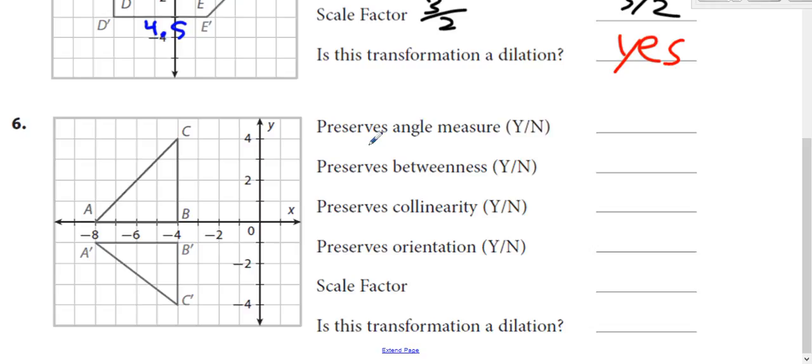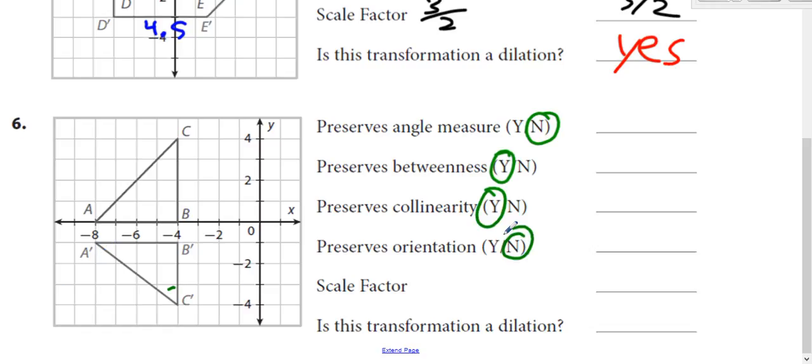Does it preserve angle measures? This one's actually no. If you were to measure these angles, this angle down here at C prime is larger than the angle at C. Does it preserve betweenness? Yes. Things that are between are still between. Collinearity? Yes. Orientation? No. ABC going counterclockwise, now it's ABC going clockwise.